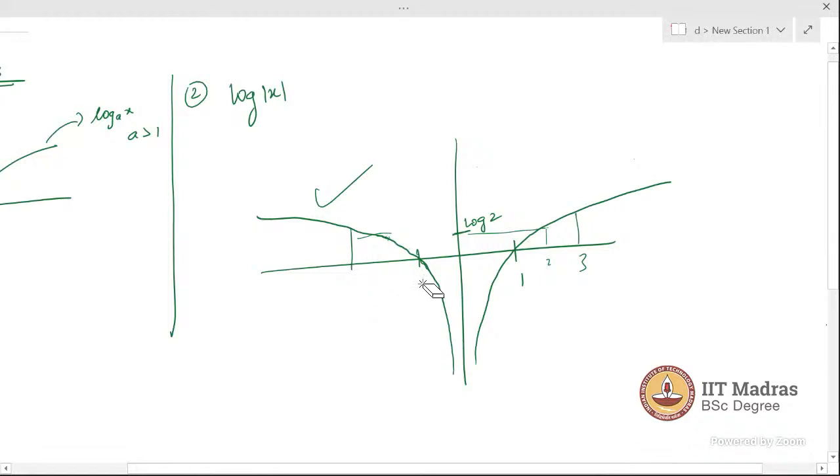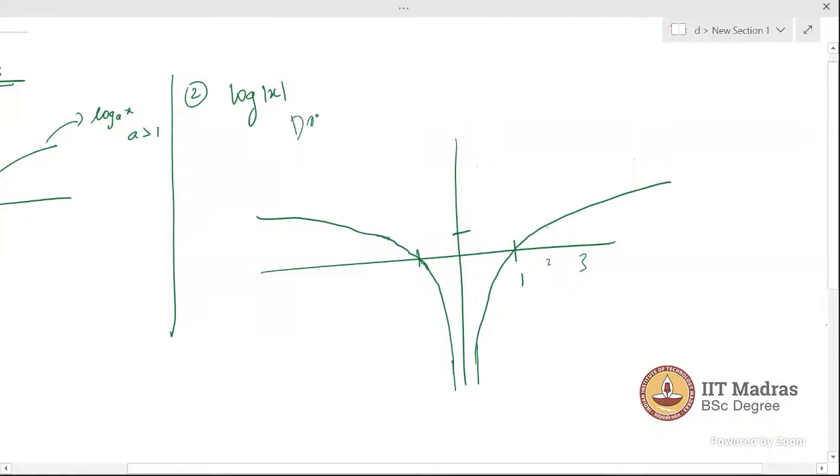No, you have to take both. Actually, for mod x, this is the graph for mod x. You will have to take both the parts. The x value in log x can be negative also, no, sir? Sorry? For log x only, it will be taking only positive numbers.